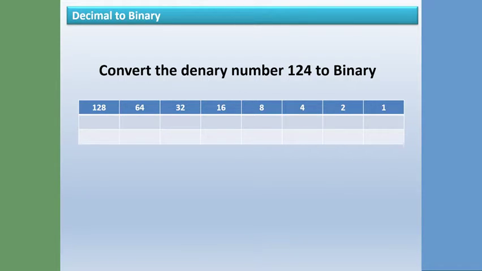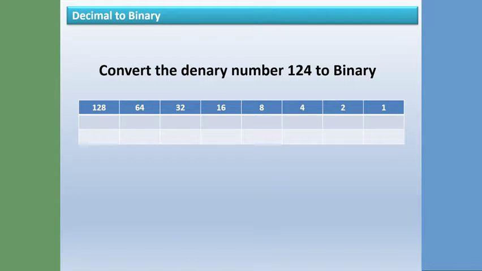The easiest way to do that is to start off by writing our number line, starting from the right hand side with the number 1. Each column doubles in size, so 2, 4, 8, 16, 32, 64, 128. That will enable us to convert into an 8-bit binary number. So let's get started with the number 124.